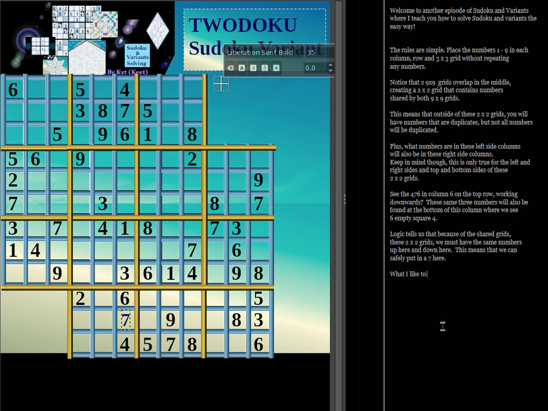What I like to do is go around and fill in all the numbers that apply to this new logic that only applies to Sudoku variants, to my knowledge.